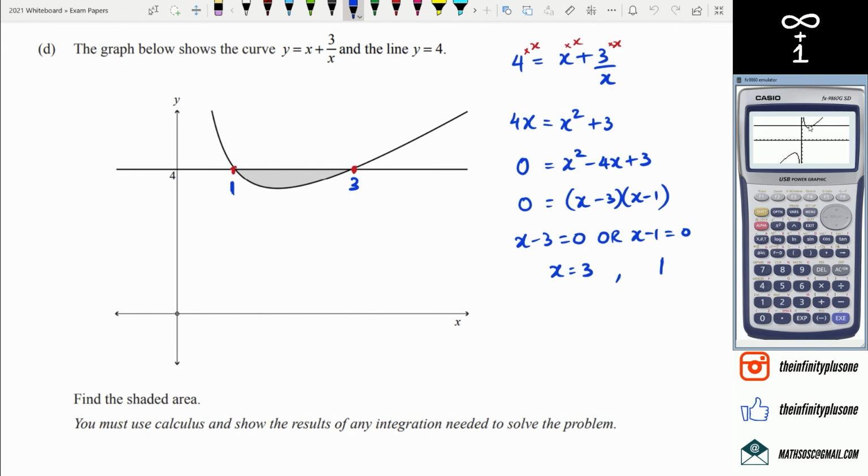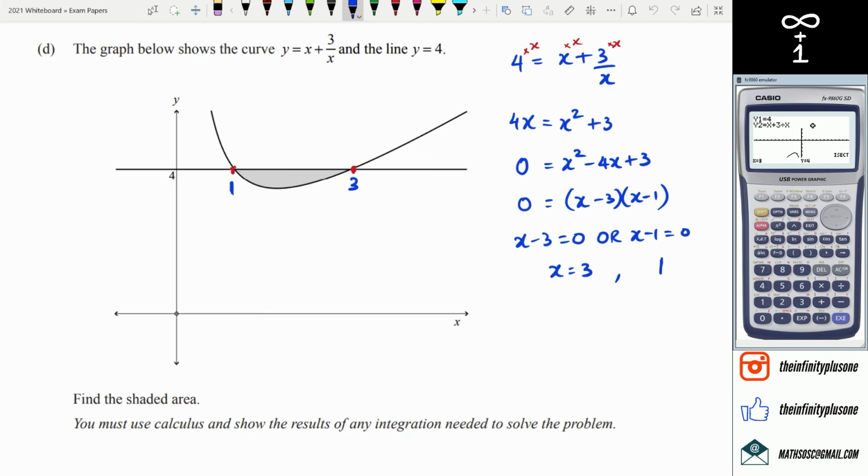You can see that's where the intersection is happening. So click on G-solve and look for intersection. There's your first point, when x equals 1 and y equals 4. Click on the right arrow, and it gives you your second point, which is 3 and 4. So that's a really quick way to figure out where your 2 intersection points are.